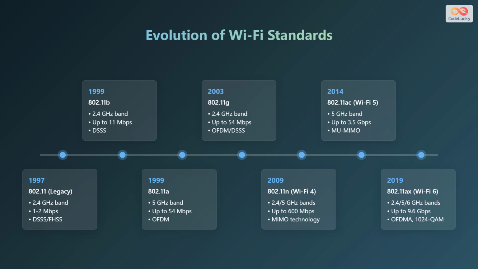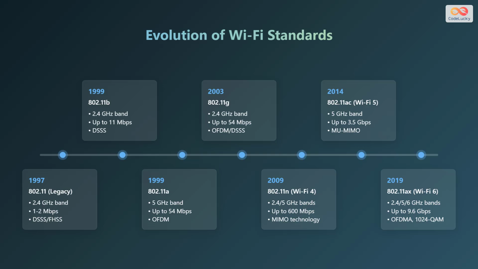2003 saw the introduction of 802.11g, working on the 2.4 GHz band, delivering up to 54 megabits per second with orthogonal frequency division multiplexing and direct sequence spread spectrum. 2009 brought 802.11n, also known as Wi-Fi 4, operating on both 2.4 and 5 GHz bands, reaching up to 600 megabits per second with multiple input multiple output technology.